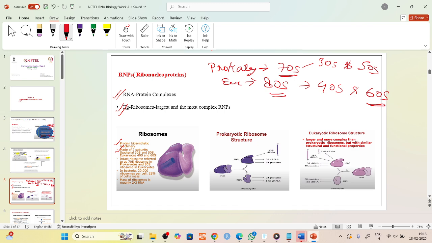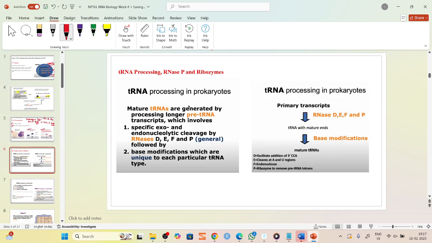You have the 80S subunit, which is further composed of the 60S and 40S subunits. The 60S subunit has these many components, and the 40S subunit has these many components. This is important. So what are the subunits and what are the components? Just try to remember it as much as you can. Fine.